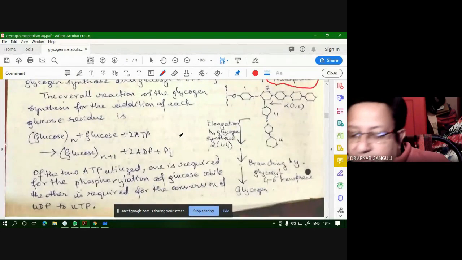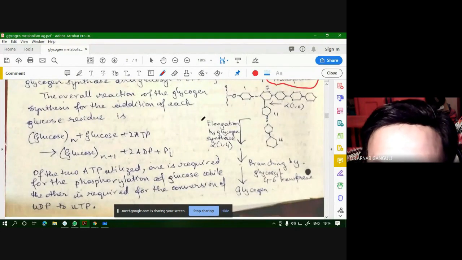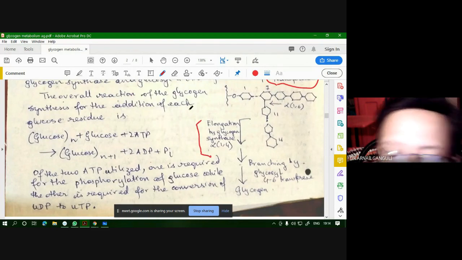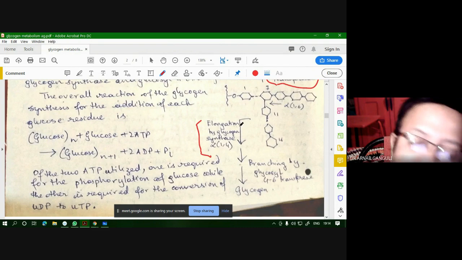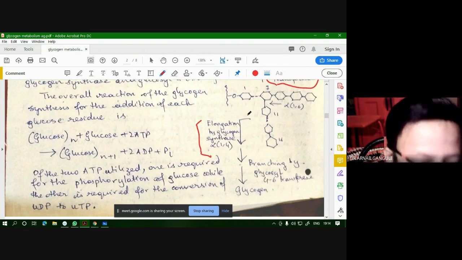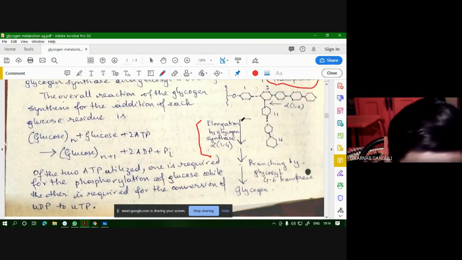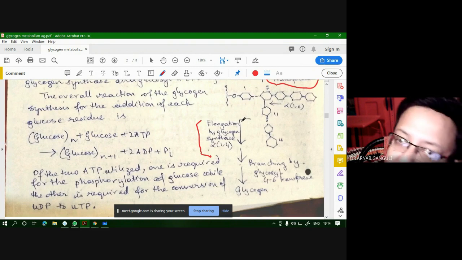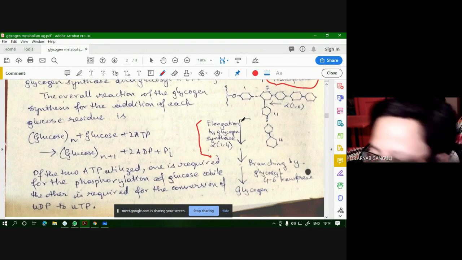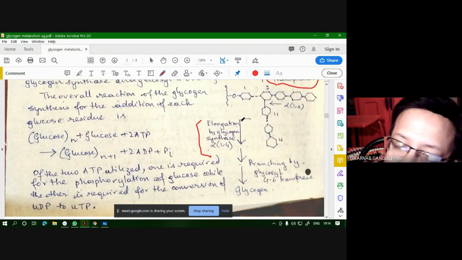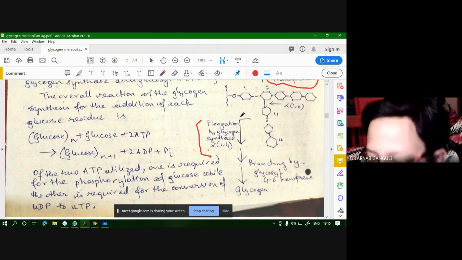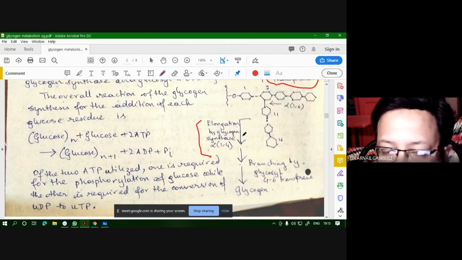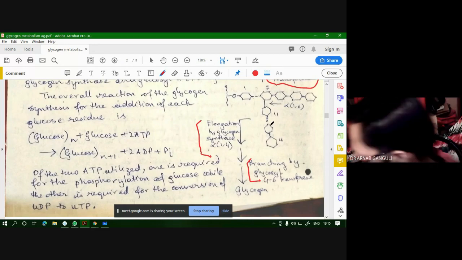So, like this, elongation starts to take place. And after 5 to 8 alpha 1 to 4 glycosidic linkages, you have one more 1 to 6 glycosidic linkage for the branch point being made. So branch points, this is the branching enzyme. So this is how glycogen is synthesized.